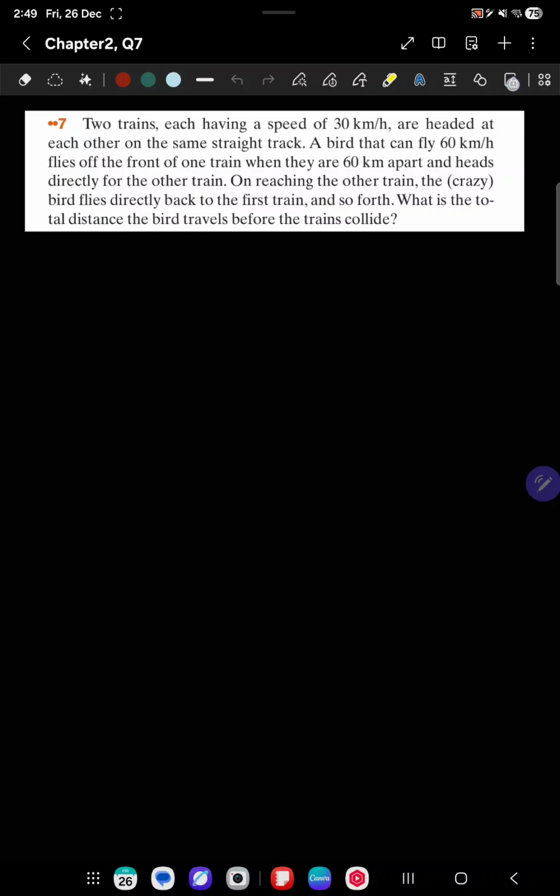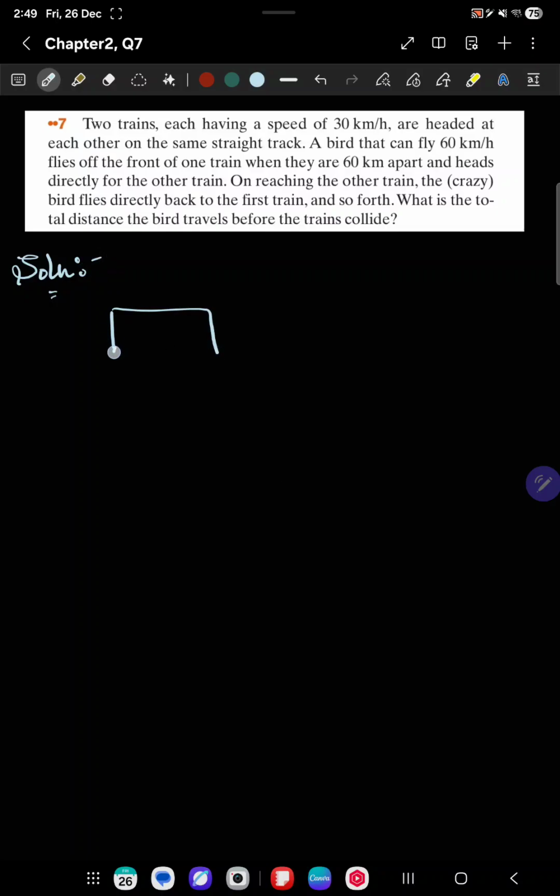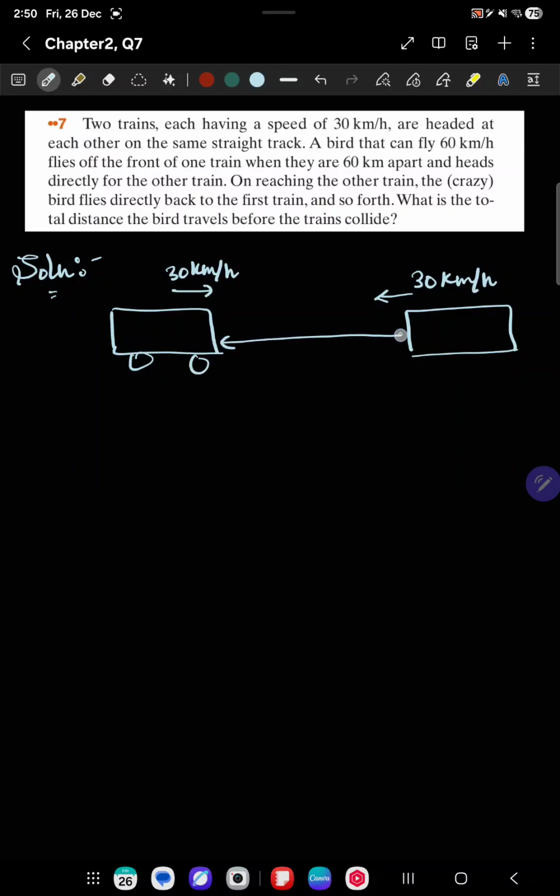Okay, so let me draw what the situation is right now. Assume that this is the first train which is moving with 30 km per hour in this direction, and this is the second train which is moving in this direction with a speed of 30 km per hour. Now these two are separated by a distance of 60 km, and assuming that a bird here is flying, okay, and it is flying with a speed of 60 km per hour.